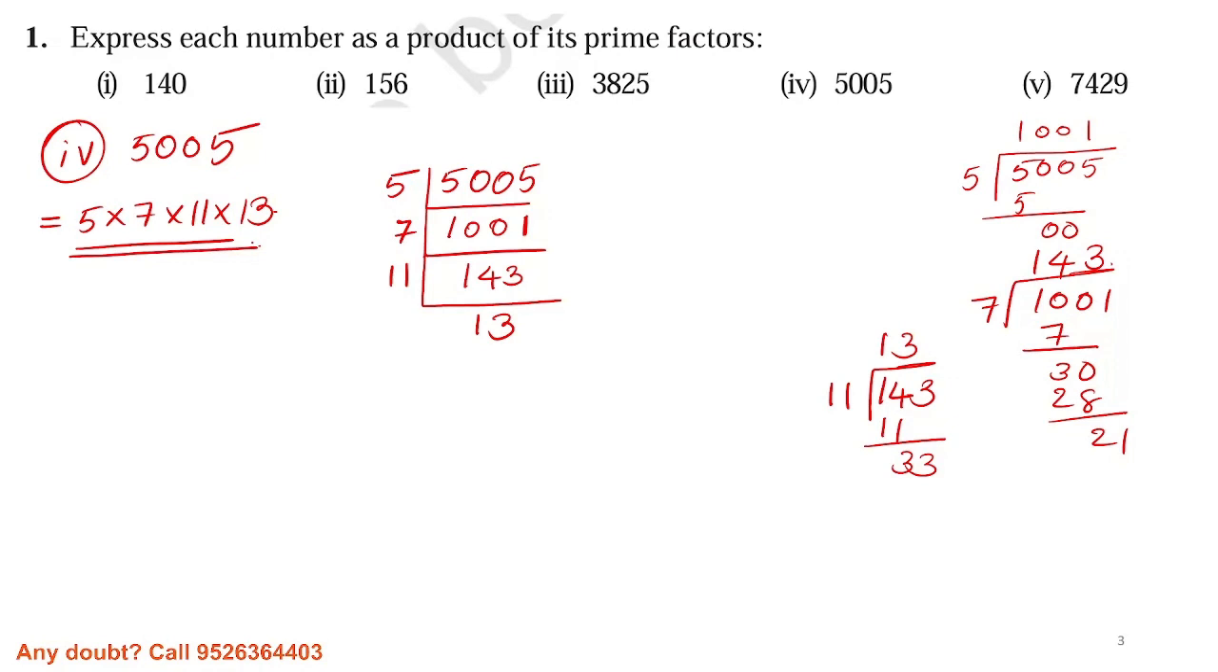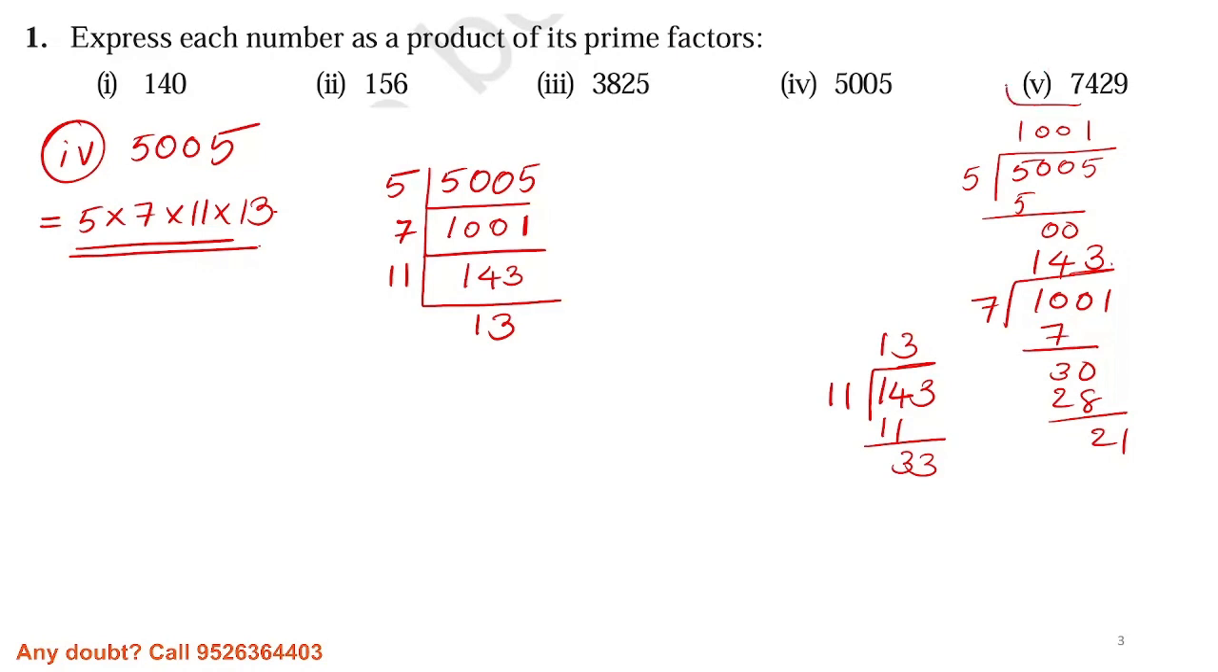So it's a very simple thing, right? Expressing the composite number as the product of prime numbers, isn't it? Is that okay? Clear? All of you are okay? Understood?